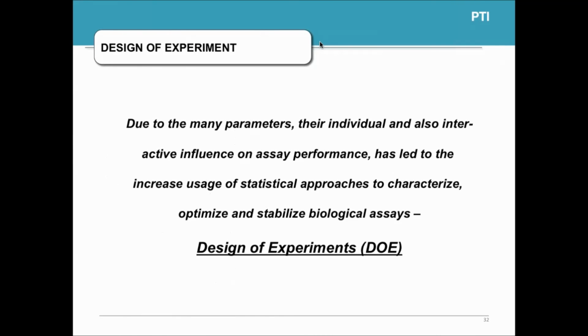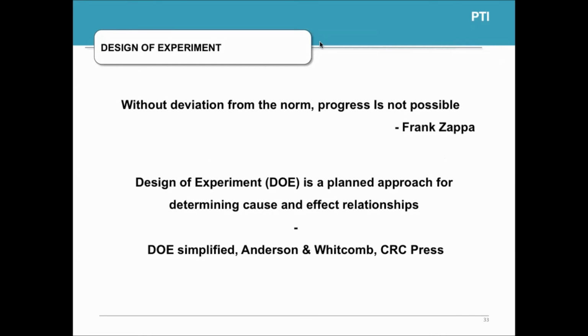So what people started to do is to look at not only individual influences on the assay performance, but also interactive influences, and that has led later on to an actual statistical tool, which is called the design of experiments. The design of experiments is a planned approach for determining cause and effect relationships, and not only on single influencers, but also the combination of single influencers.